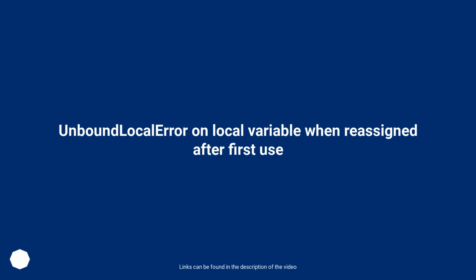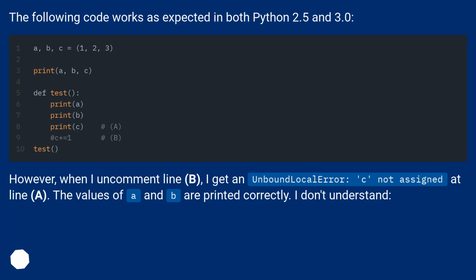Unbound local error on a local variable when reassigned after first use. The following code works as expected in both Python 2.5 and 3.0. However, when I uncomment line B, I get an unbound local error: local variable C referenced before assignment at line A. The values of A and B are printed correctly. I don't understand.